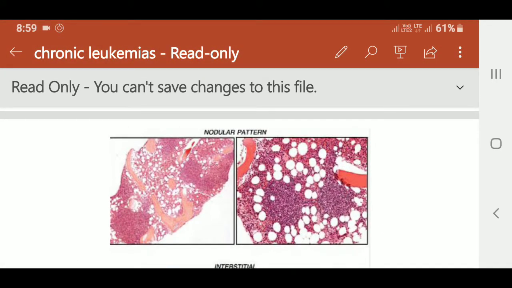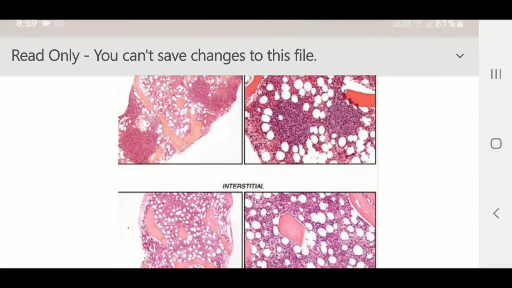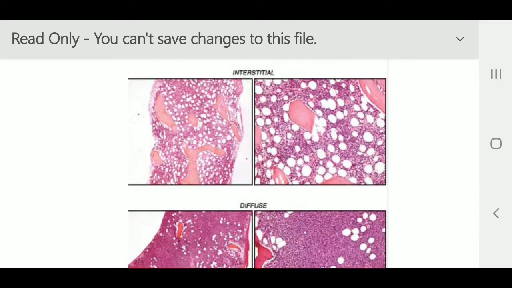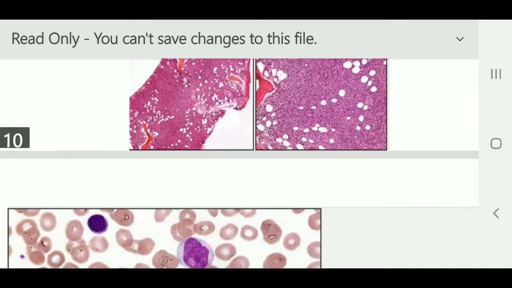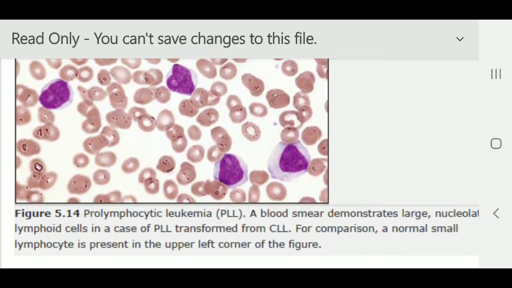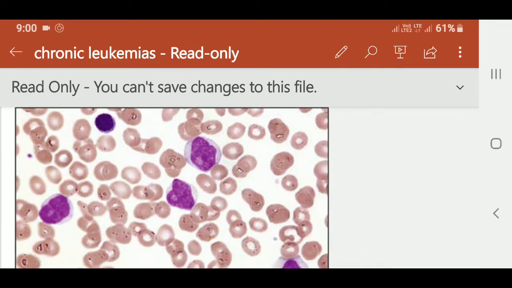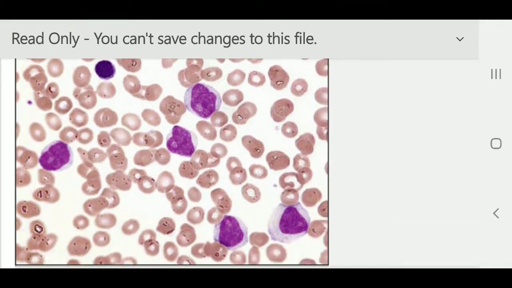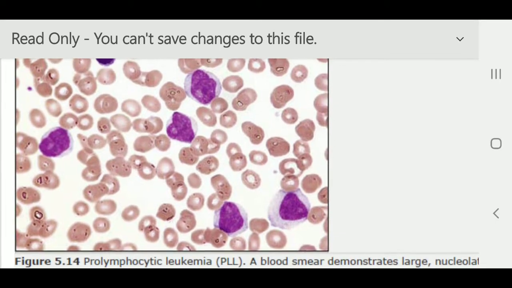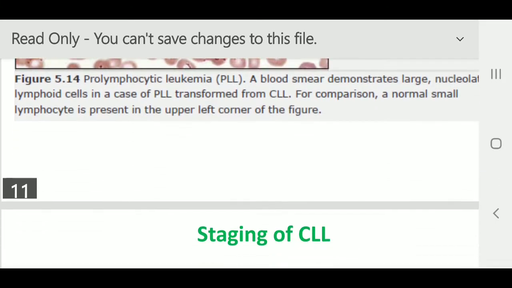Now this is the trephine biopsy, in which you can see the nodular aggregates of cells. You can see the interstitial distribution as well as the diffuse distribution of the tumor cells. Now, prolymphocytic leukemia is a transformation, or downgradation, of CLL, in which you can see large nucleolated lymphoid cells. That is, they are no longer monotonous in appearance. They are large with opened up chromatin, more cytoplasm, with the presence of a prominent nucleoli.